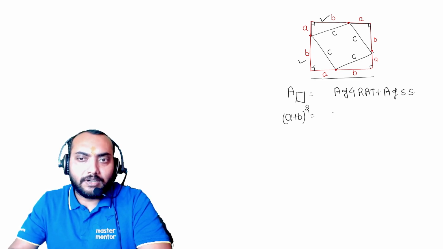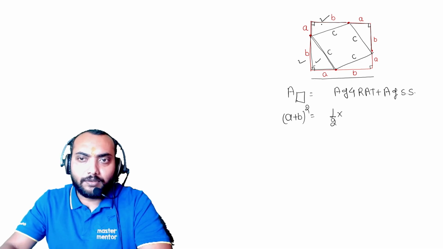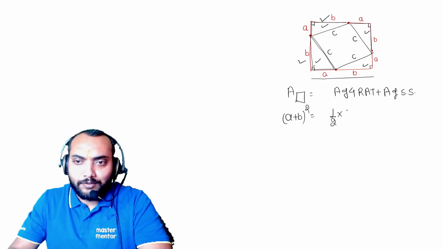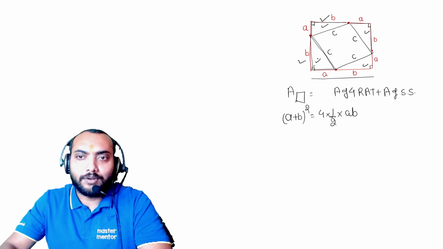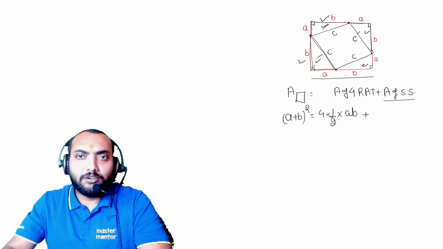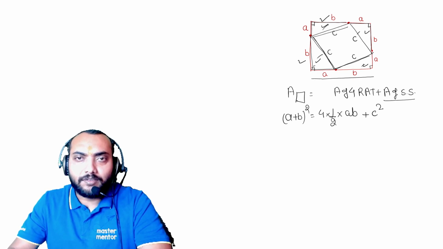Now area of one right angle triangle is half multiplied by base. Let us suppose I'm talking about this one, because all the triangles are equal. Whether I'm talking about this one or this one or this one, the area is going to be the same for everyone. So that's going to be half into base into height, that means AB, and because we are having 4 triangles, we need to multiply it by 4. 1, 2, 3 and 4. And then area of the smaller square: here we have a square whose side is C, so it's going to be side square, that means C square.